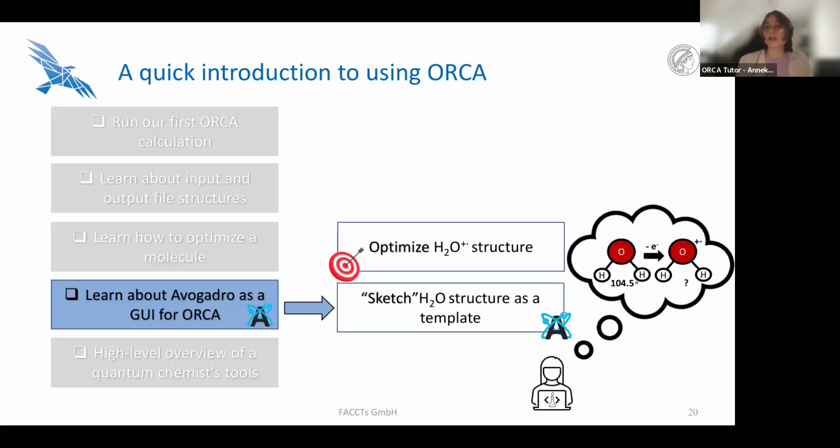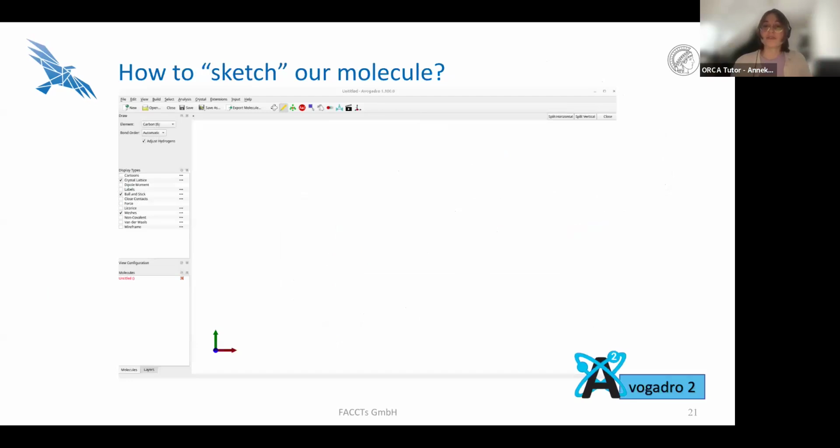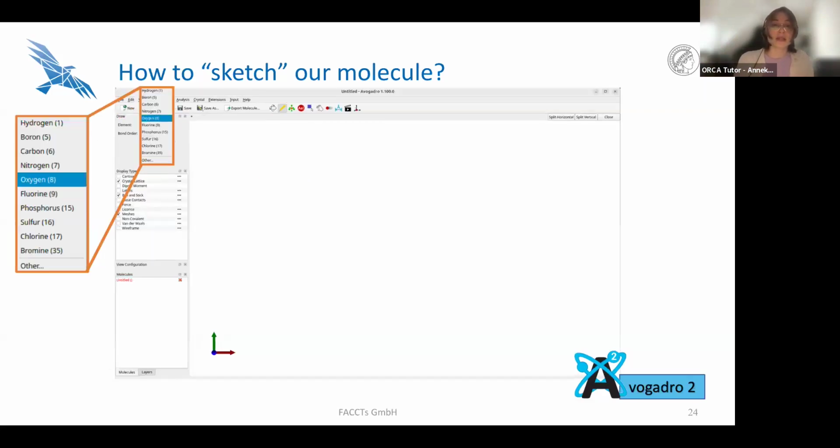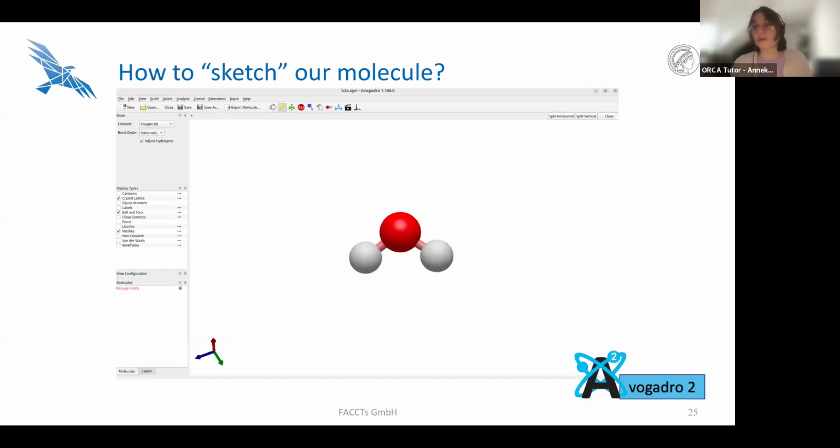This sketch I can draw by using Avogadro, which is a graphical user interface and looks like that. In the hands-on session, if you have never used it, you will also be introduced to it. But I'm just going to show you here really quickly how you can draw a water molecule, first in a simple way and then in a more advanced way. The simple way is to just click on the pen here to tell Avogadro that you want to draw a molecule, then choose the element that you want to draw, and then click on the oxygen, click on the GUI, and you have your water molecule.